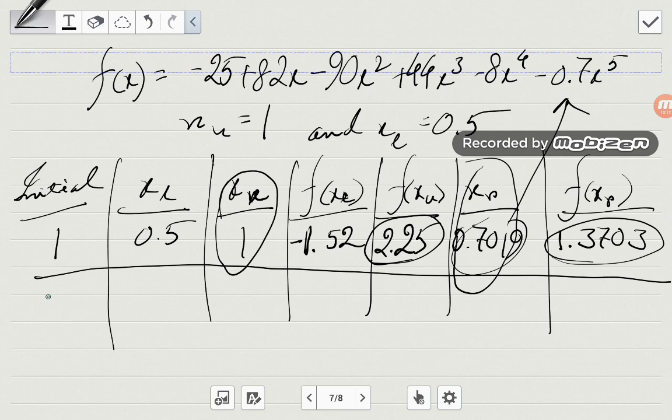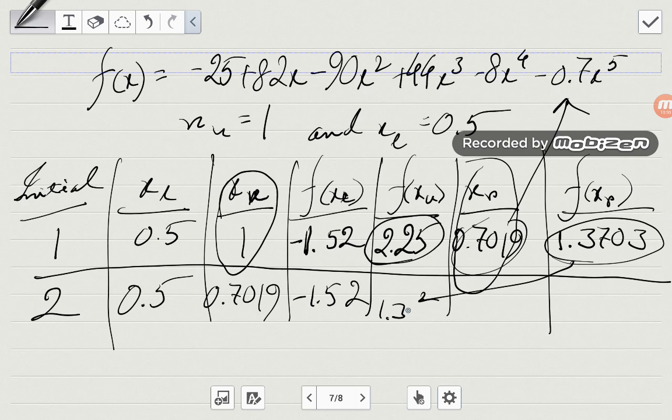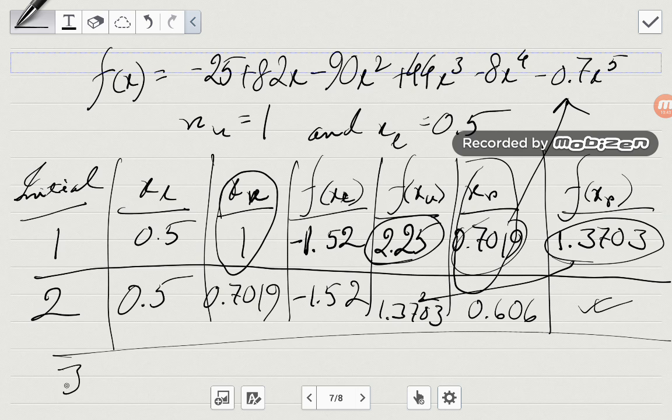So in the second iteration, xl remains as is, but xu is changed from 1 to 0.7019, and so f of xl is still minus 1.52, but f of xr is now 1.3703. Now if we calculate xr again, we'll get 0.606. Now we could go on and calculate f of xr again, and then do a third iteration.